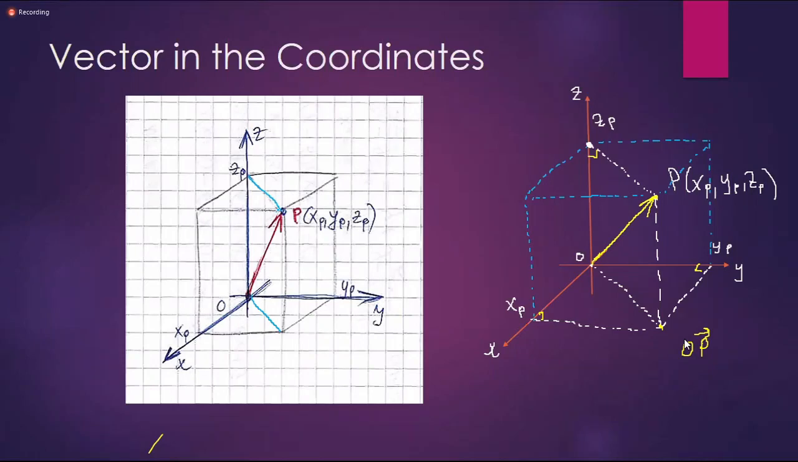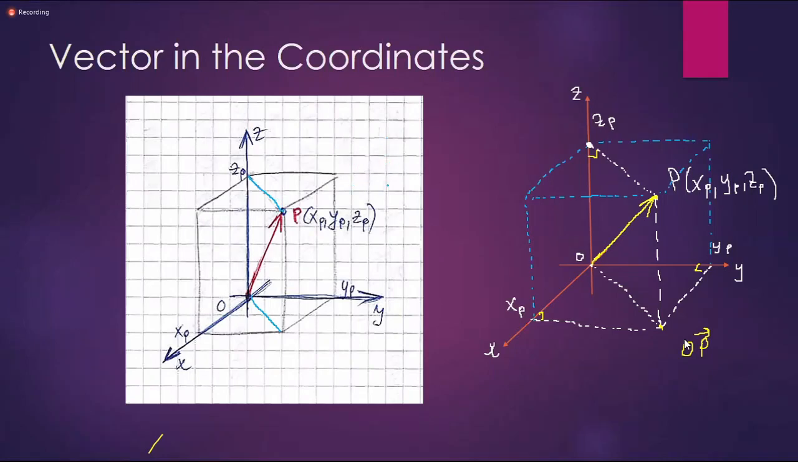So the lengths of the edges of this box are actually equal to the coordinates of the point P, if everything is positive, of course. It might be that we go in the negative direction of one or more axes. Then, of course, we have negative coordinates, naturally. But in principle, the easiest way of thinking of coordinates of a point is thinking of a box and the diagonal of this box.